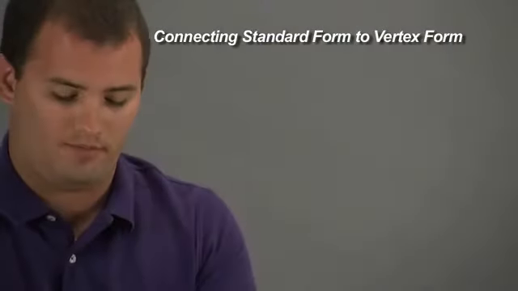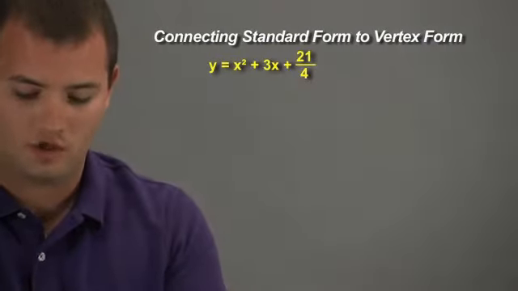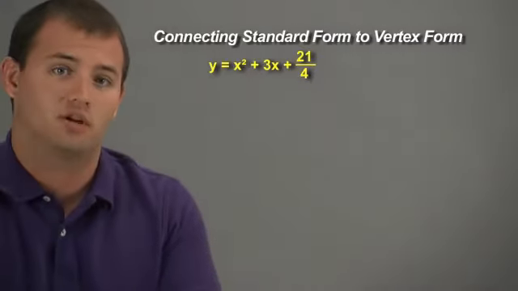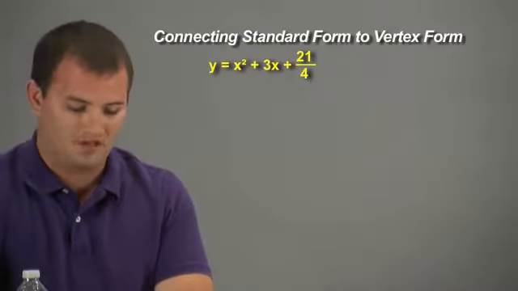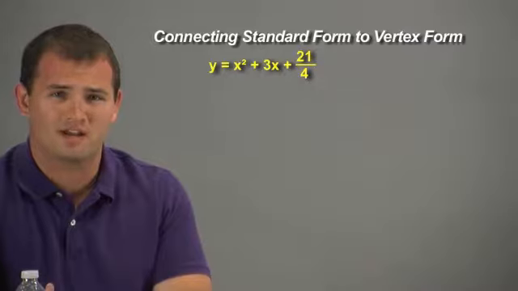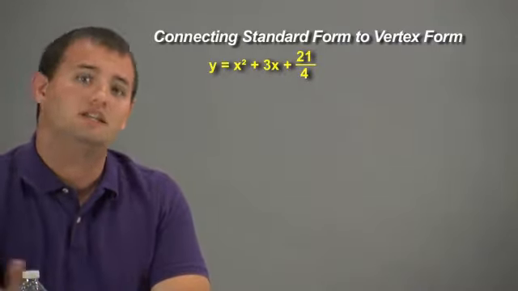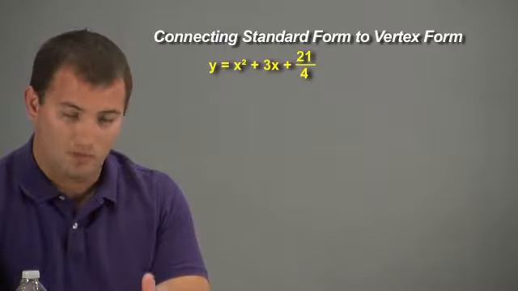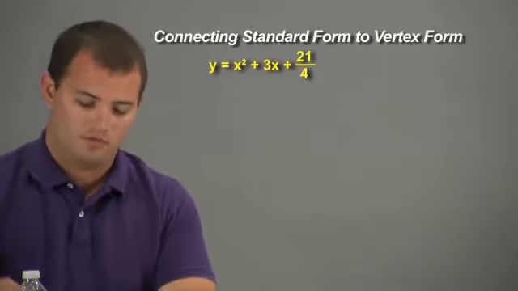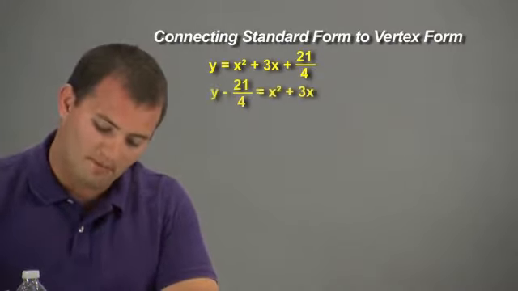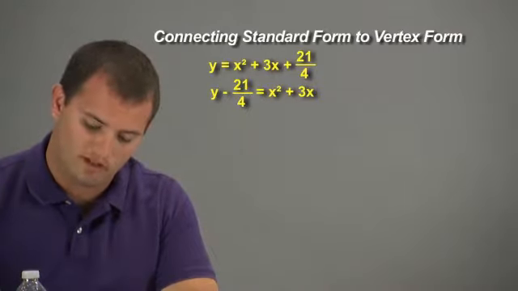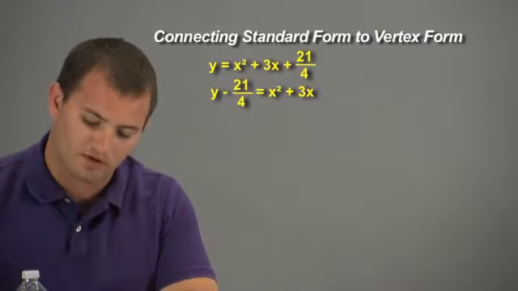Let's work another example. y is equal to x squared plus 3x plus 21 divided by 4. This one's going to be a little hairy because of the fraction, but it's manageable. First, we need to move c to the other side of the equation. So we will subtract 21 divided by 4. And so our equation becomes y minus 21 divided by 4 is equal to x squared plus 3x.